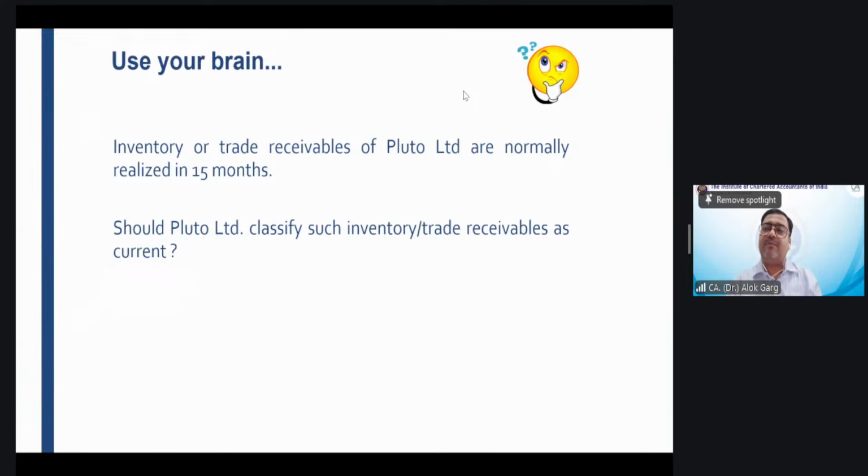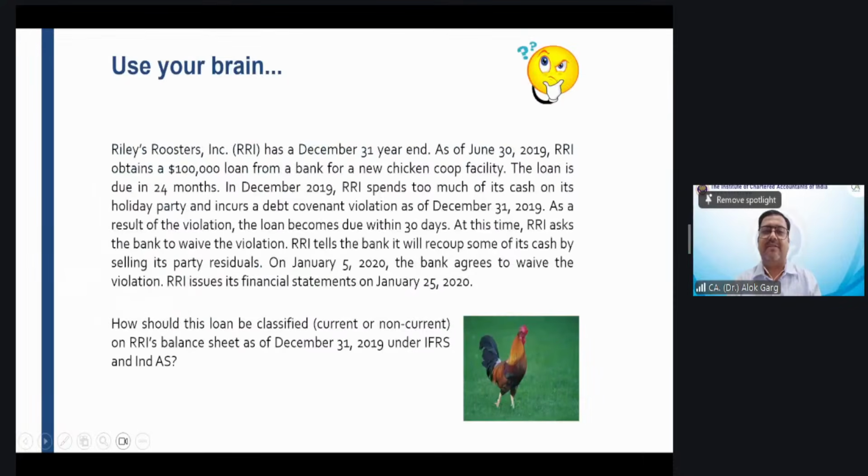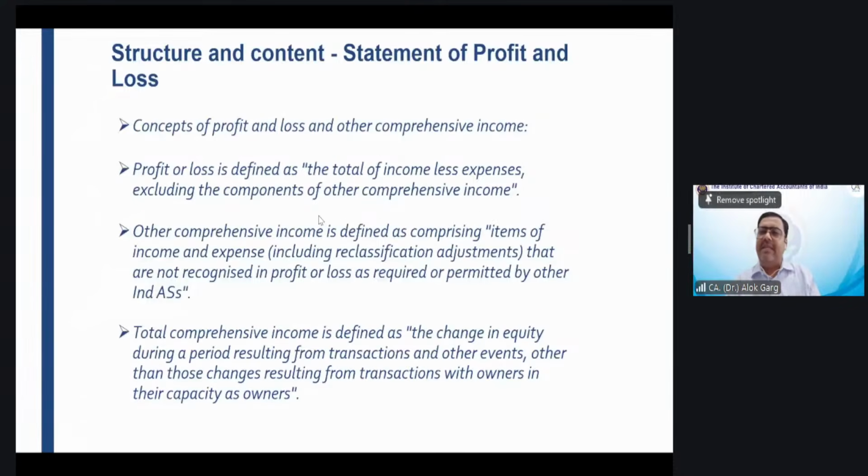Inventory or trade receivables of Pluto Limited are normally realized in 15 months. Should Pluto Limited classify such inventory or trade receivables as current? Yes, it has to be classified as current. Okay. Any question, my dear friends?